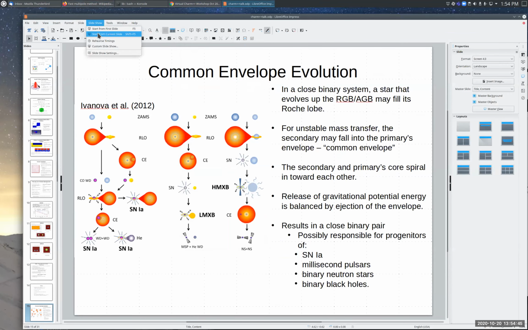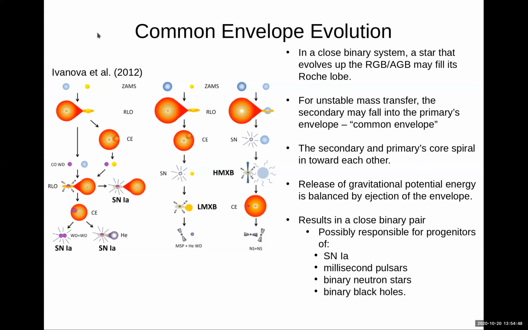And so what happens is that as a star evolves, it goes to the red giant branch, and if the neighboring star is close enough, it can actually fall into this envelope. And when it does so, the star interacts with the envelope and expels that envelope. In doing so, it converts its gravitational potential energy of the orbit into expelling the envelope, and it reduces the orbit of the two stars, right? Such that they can get close to each other. And these pairs of binaries are perhaps very important. They can produce supernova, millisecond pulsars, binary neutron stars and binary black holes, which is very interesting for people who work on gravitational waves right now.